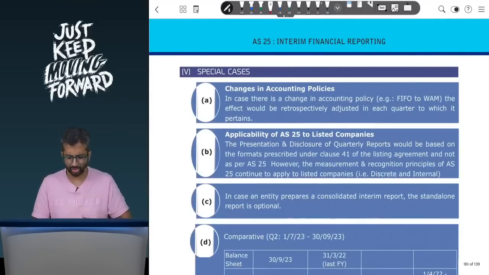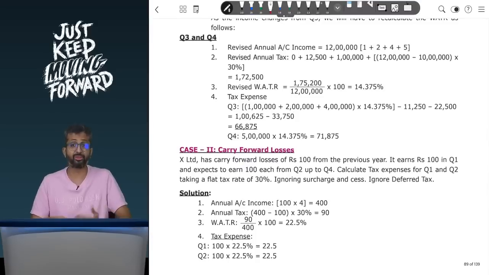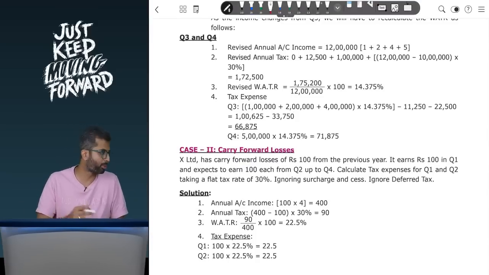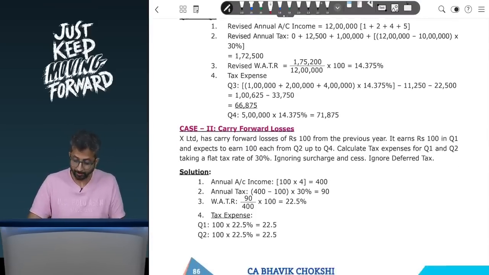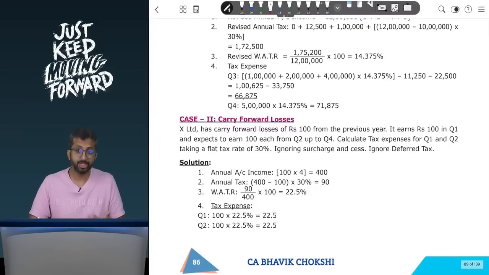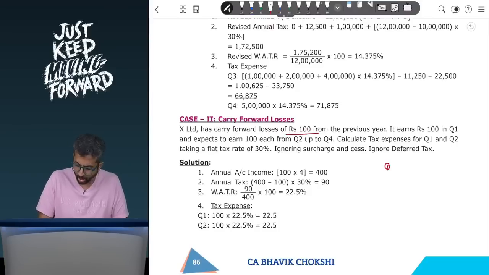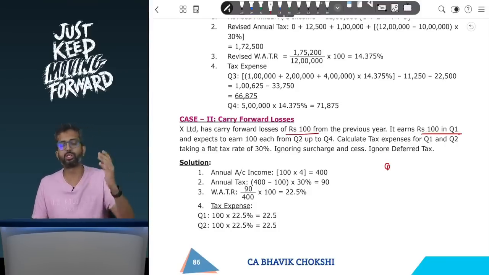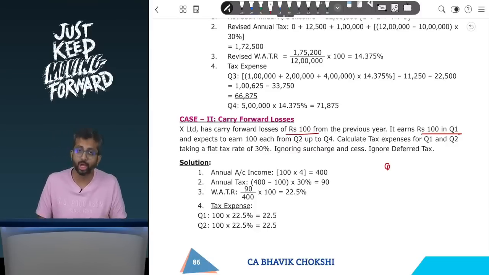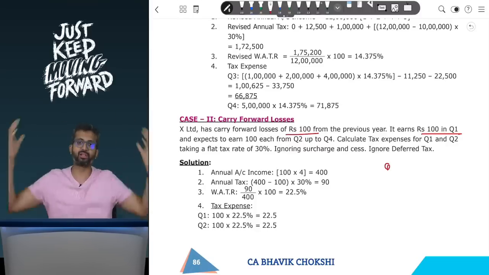Okay, there are a few special cases over here as well, in case there is a carry forward loss. Again, someone will say this is applicable for an individual. What about a company? Well, there can be a carry forward loss. Say there is a 100 carry forward loss, and in each quarter you are earning 100. In the first quarter you say 100 minus 100, 0 rupees as tax, but that is wrong. Carry forward loss is not offset against the first quarter's profit, it is offset against the entire year's profit.